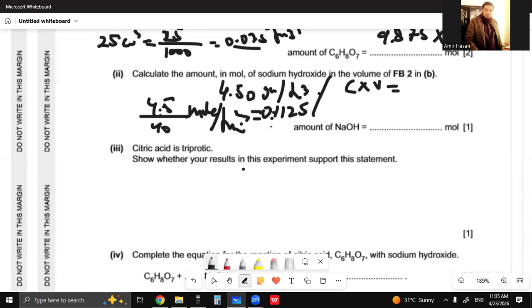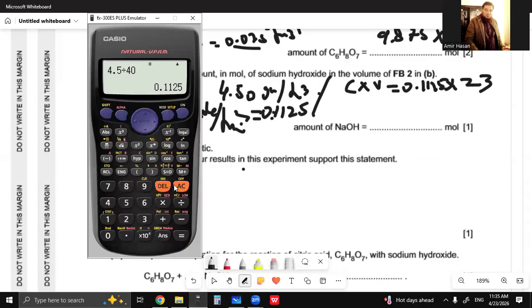Now what is the concentration here? 0.1125. Multiply it by the volume of sodium hydroxide, which comes from the titration. For example, it is 23 coming. We multiply it. This volume you get when you do the titration, and it is not mentioned in the question.